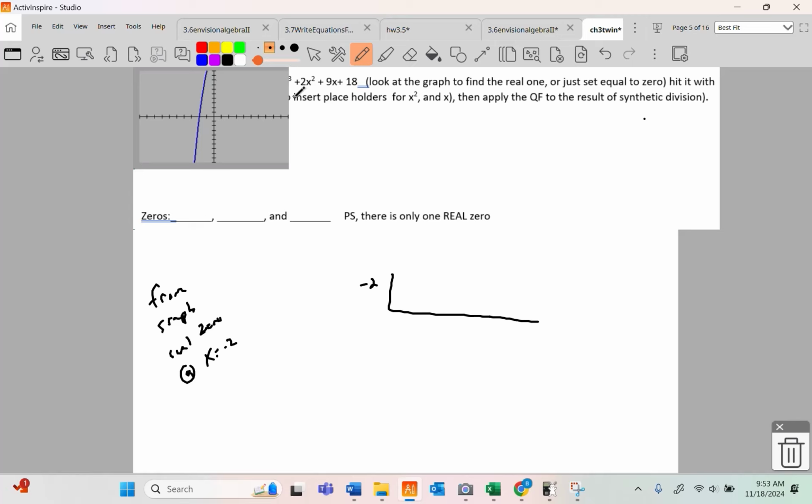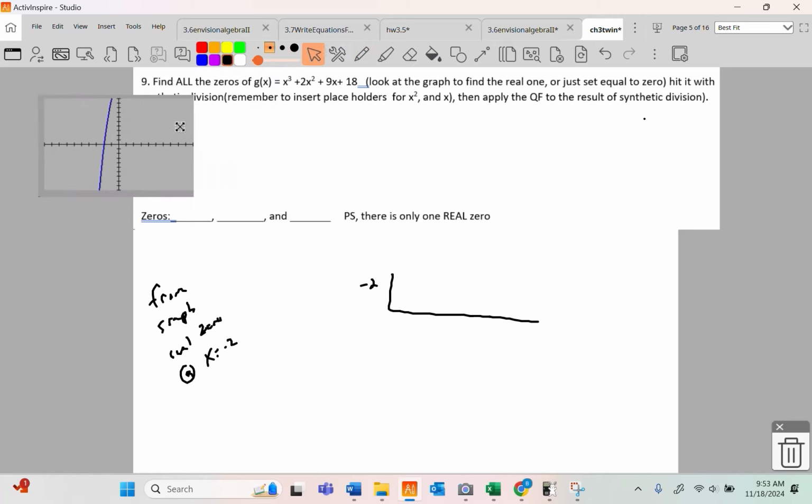Coefficients, I think that was 1. That was a 1, 1, 2, 9, 18. Your acronym for synthetic division again, DMA: drop, multiply, and add. -2 times 1 is -2. 2 plus -2 is 0. -2 times 0 is 0. 9 plus 0 is 9. -2 times 9 is -18. And we get a 0.